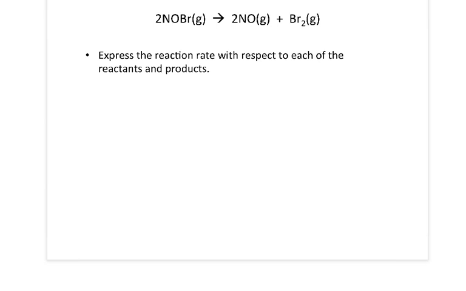In this video, we're going to be looking at how the rates of reaction are related to the production of the products and consumption of the reactants. And the reaction that we're going to use as an example in all these slides is the decomposition of NOBr to form nitrogen monoxide and bromine.